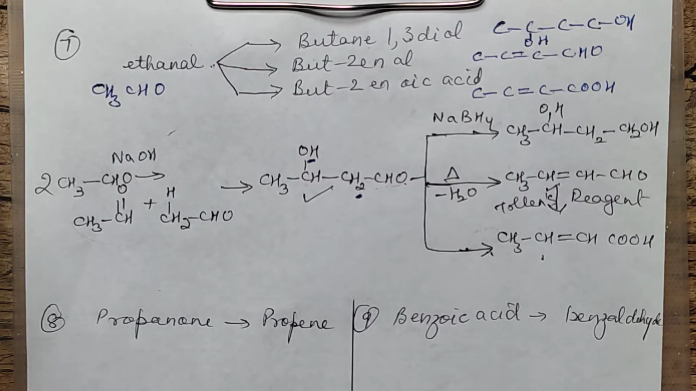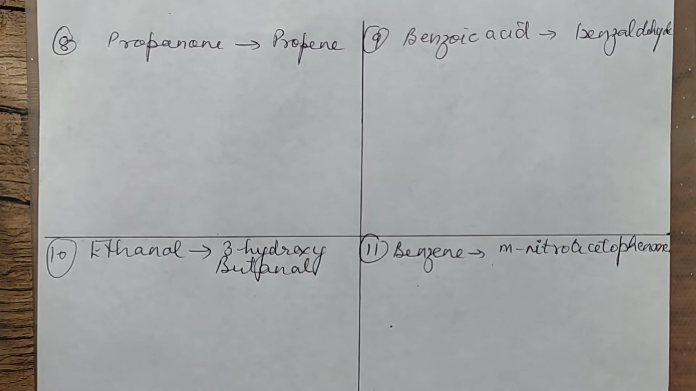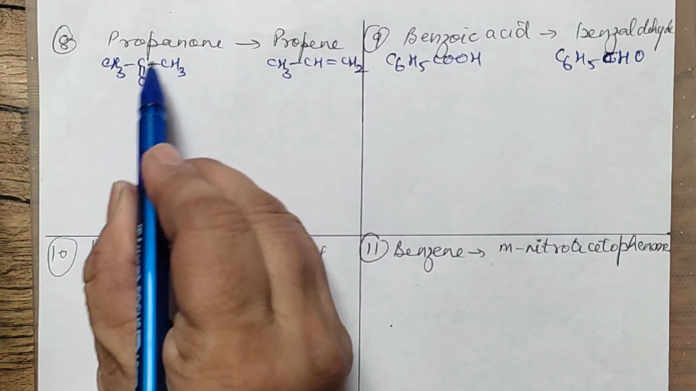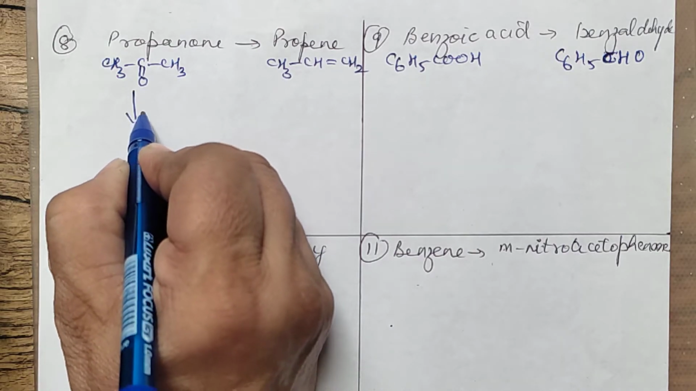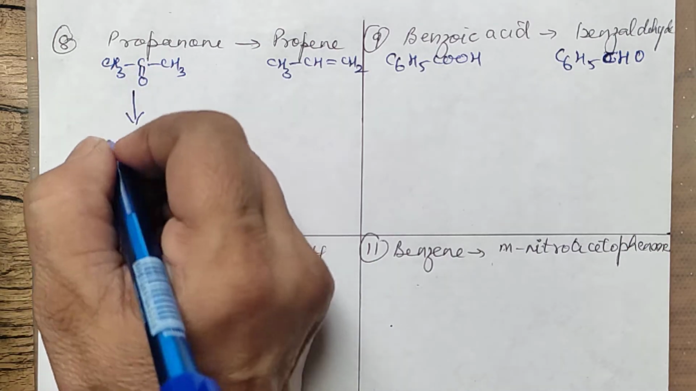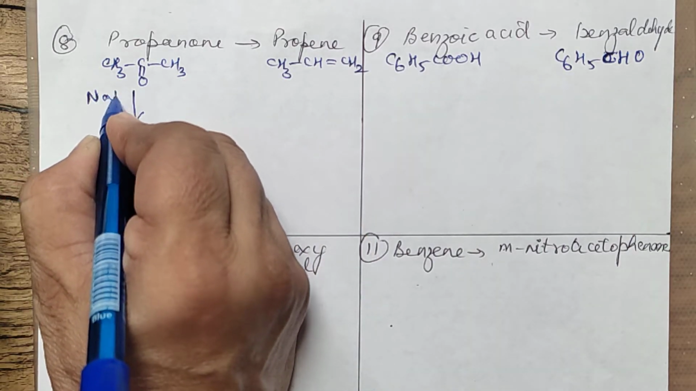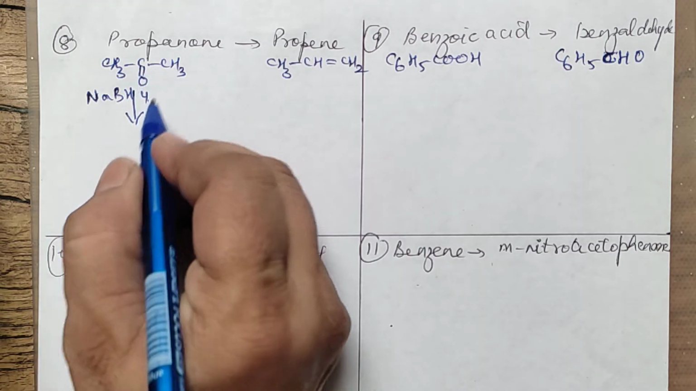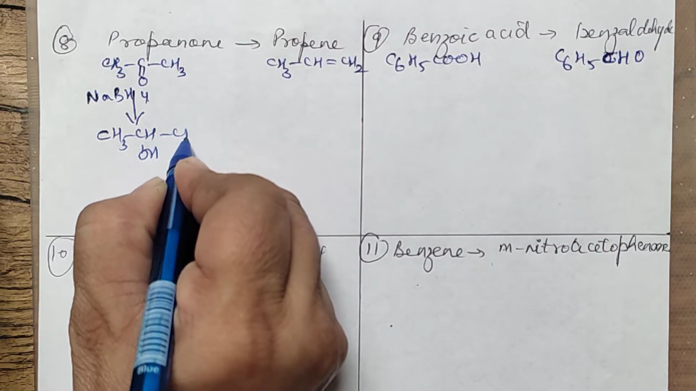Clear? Right? Now, let's move on to the next conversion. Next set of conversions. See, I've just written the structures to save time. Propanone, we want to prepare propylene. So first step what we can do is, we can reduce this CO part. To reduce it, you can use some reducing agent, maybe NaBH4 or LiAlH4. You reduce it to get alcohol. So you will have this OH and CH3.